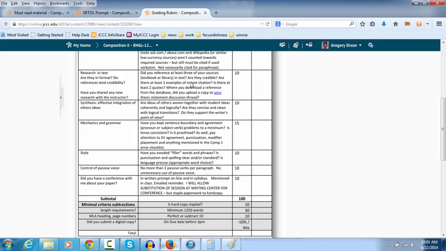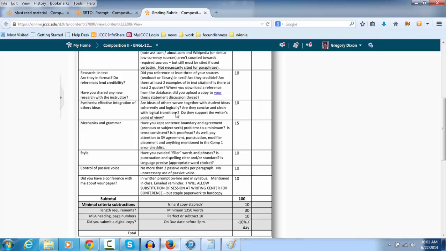In text, you have to have one block quote and one short quote. I don't know if that's clear there, but I expect that, and I will be looking for that. It says 2 examples of in-text citation somewhere. I'm telling you now. It's written someplace else too. I want a block quote.